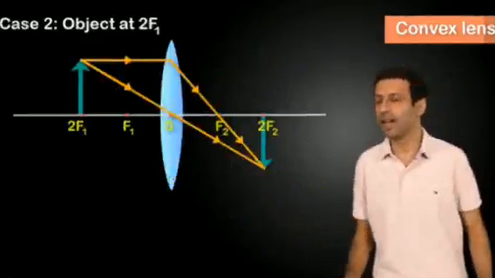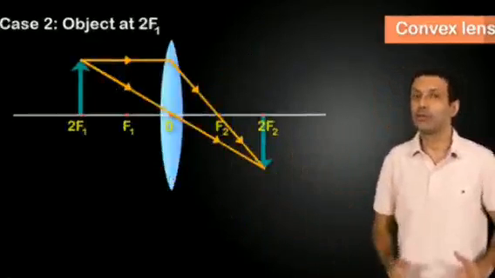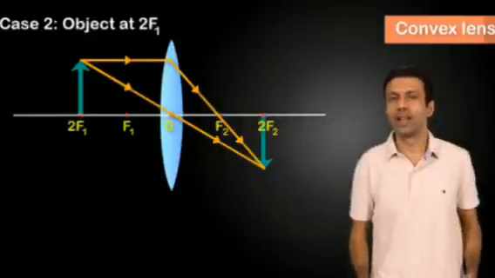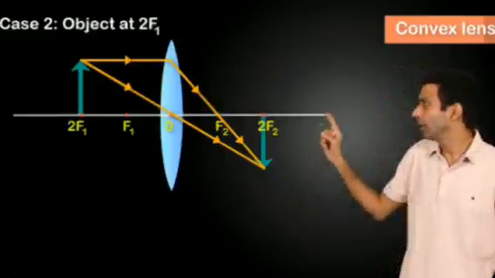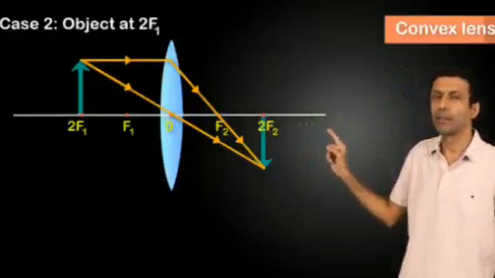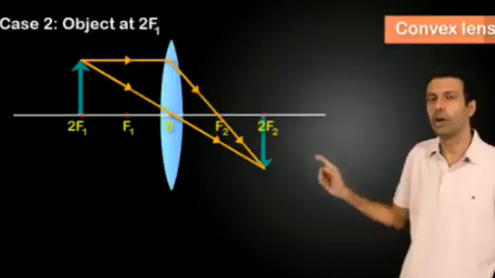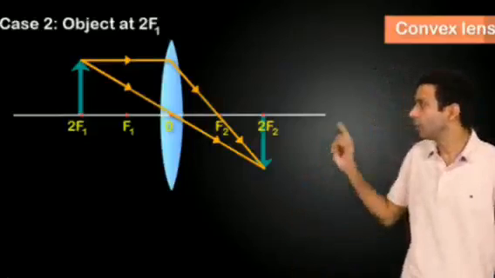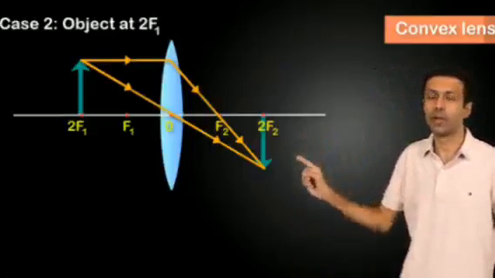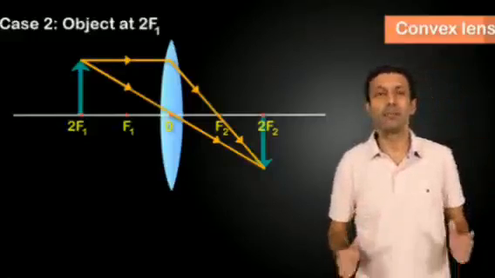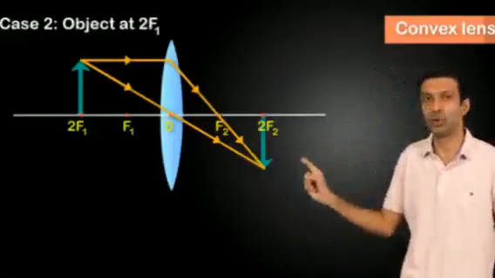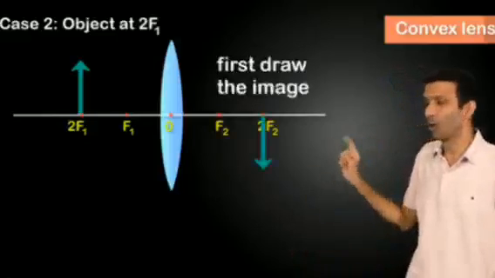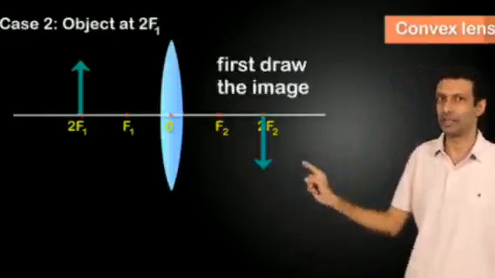If you try drawing the diagram for this case, you might find that the image is not exactly at 2f2. Now this can happen if your foci f1 and f2 and the points 2f1 and 2f2 are not exactly equidistant from each other, or the rays are not accurately drawn. So to avoid such errors, an important exam tip for this case 2 is to use the cheating trick, which is first draw the image and then you draw the rays.